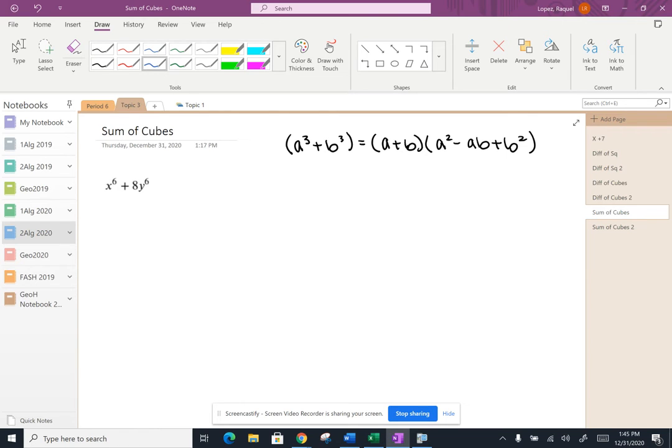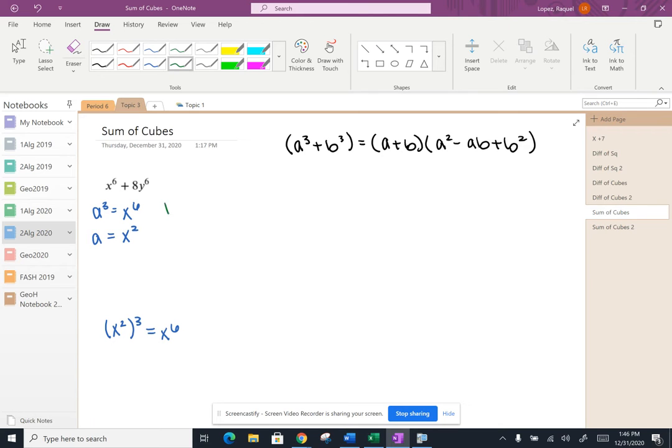So again, let's identify what a cubed is. a cubed is x to the sixth, and then we want to figure out what a is going to be. So I want to take the cube root of x to the sixth. That's going to be x squared. Let me just check my work really quick. If I have x squared and I'm raising it to a power of 3, x to the second to the third is going to give me x to the sixth, so that's correct.